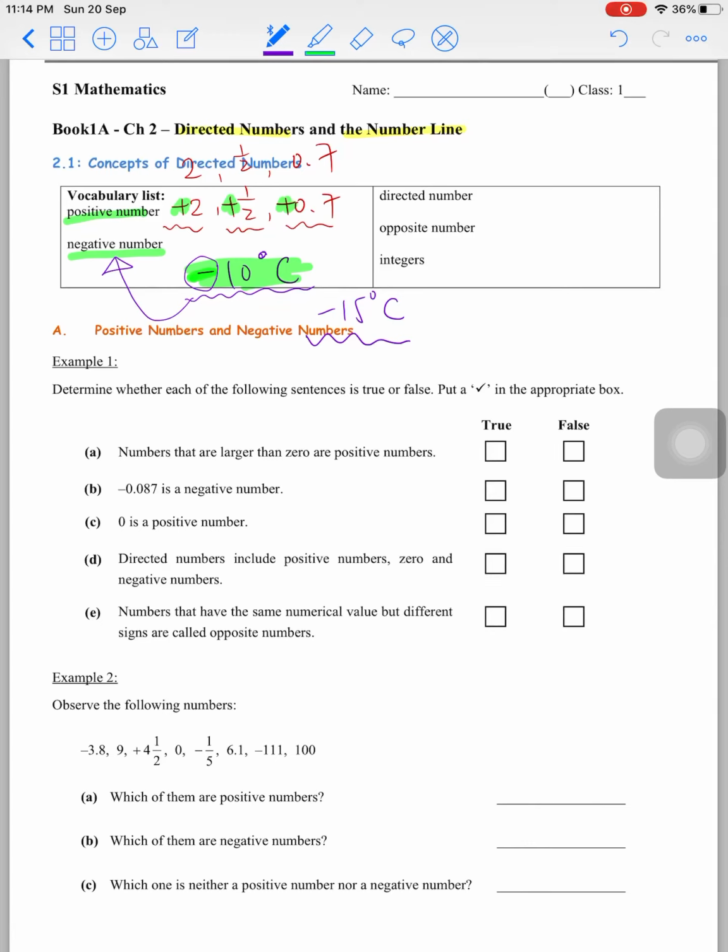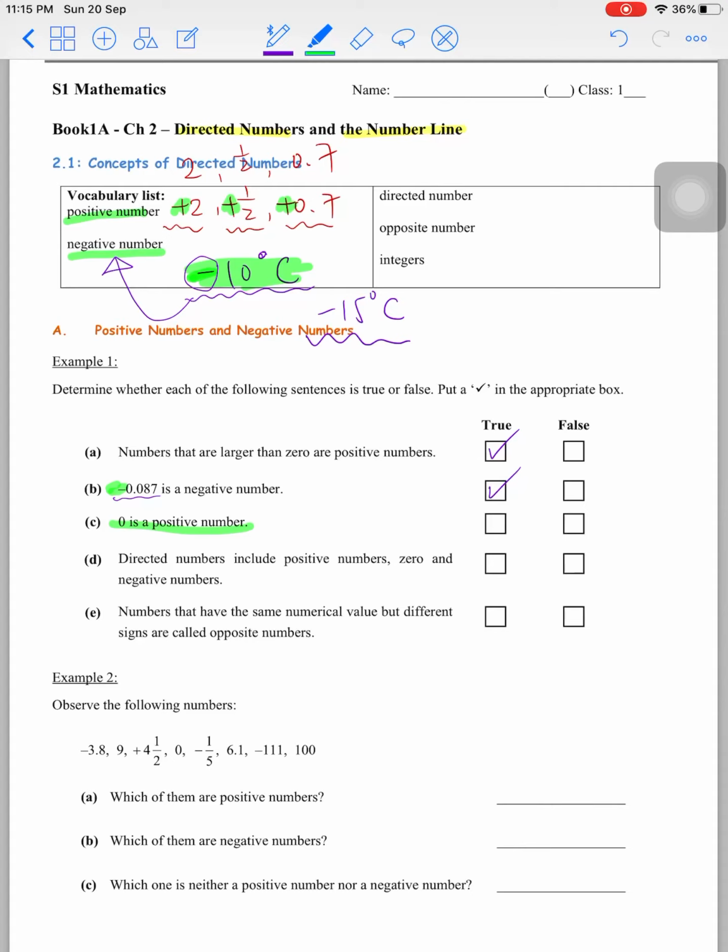So let's look at example 1 below. That is the true or false questions. Look at 1a. Numbers that are larger than 0 are positive numbers, so it is true. Then part B, negative 0.087 is a negative number, so yes, because you see the negative sign here. So pay attention to that.